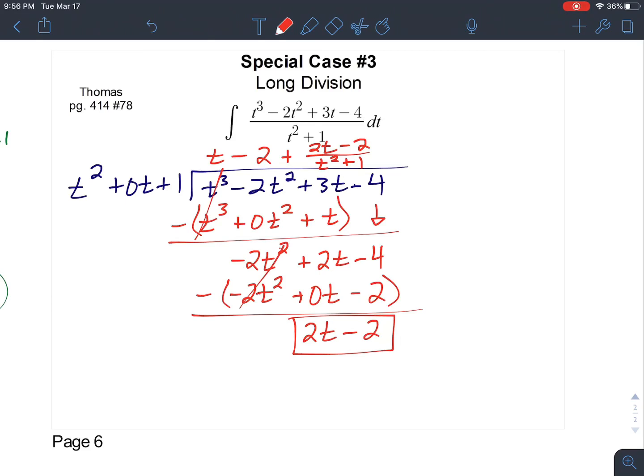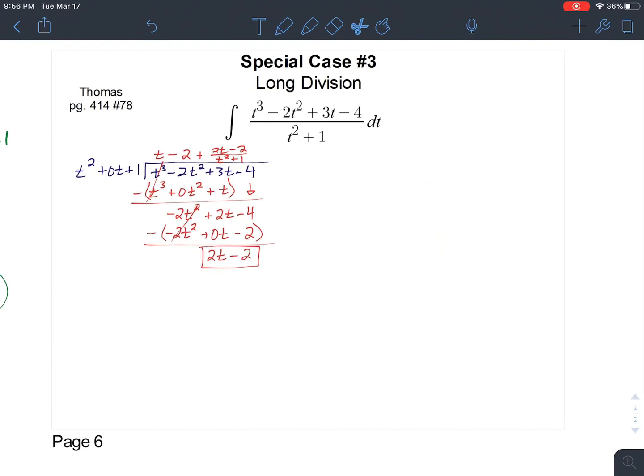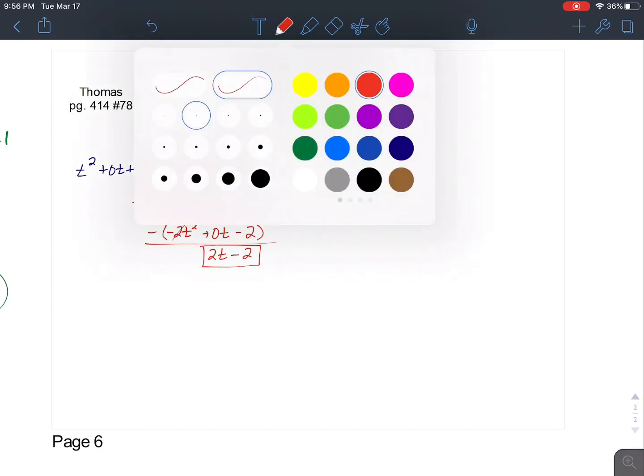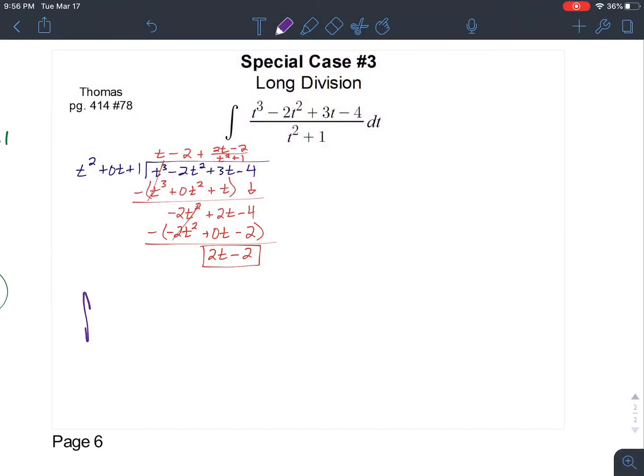So here's the bad news. That's only about half of the work that was necessary. So now that we have taken care of our long division, we are going to rewrite the integrand to match what we've got up here from our division. So that's going to give us the integral of t minus 2 plus 2t minus 2 over t squared plus 1 dt.